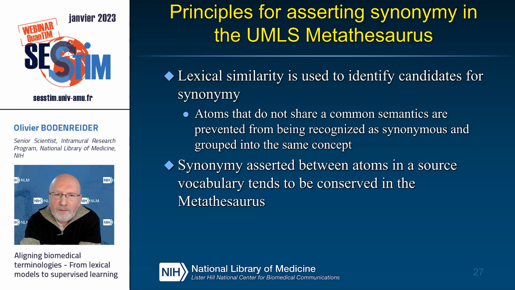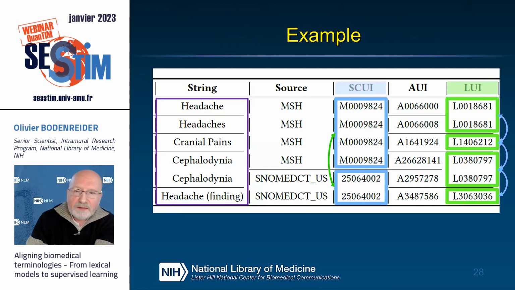But it is helpful. This notion of lexical similarity is very helpful. The other principle that the UMLS uses for its creation is that some source vocabularies already provide the notion of synonyms among their terms. And this synonymy, when it's asserted in a source, tends to be conserved into the Metathesaurus. But it gets better because you can actually combine these two properties.